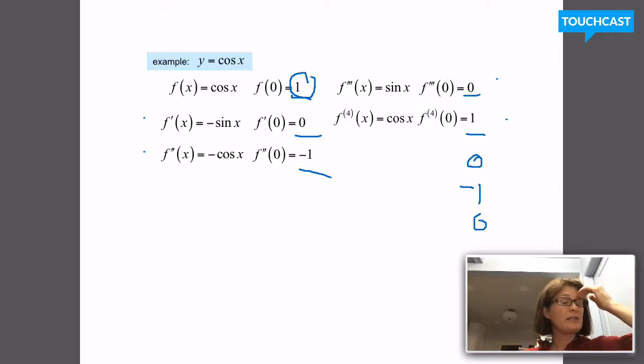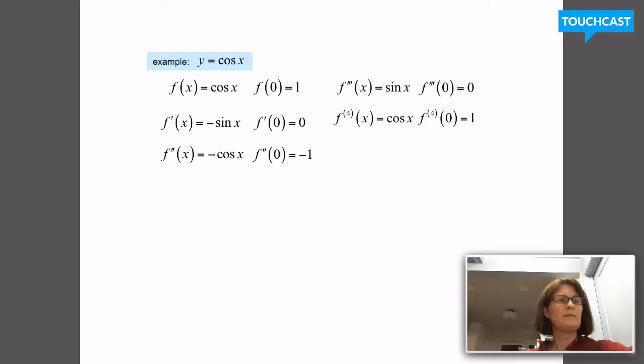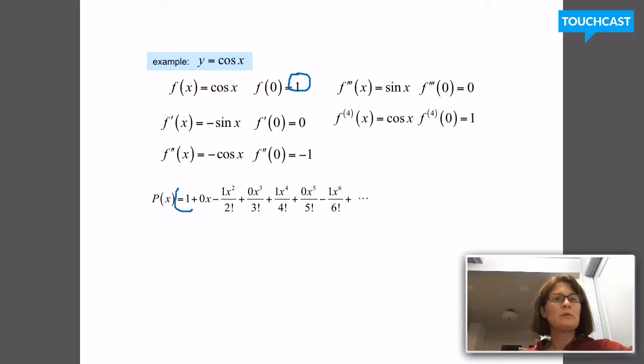So now I'm going to go back to that pattern that we saw in that slide before. I'm going to form a polynomial using these terms multiplied by the appropriate power of x divided by the appropriate factorial, which is going to show up here. Okay, so you see the 1 here is the 1 here. This 0 turns into this 0. This negative 1 turns into this negative 1.